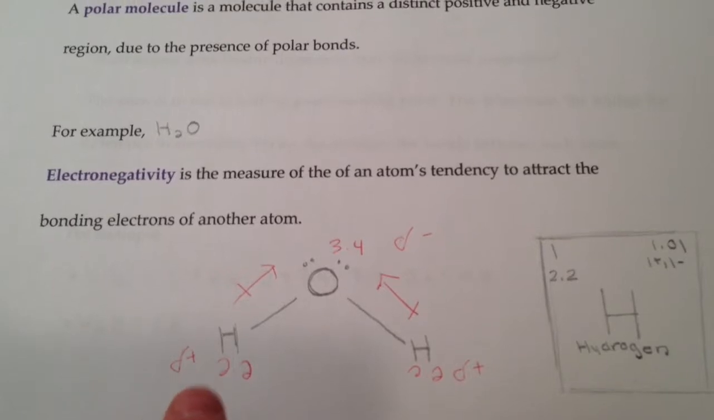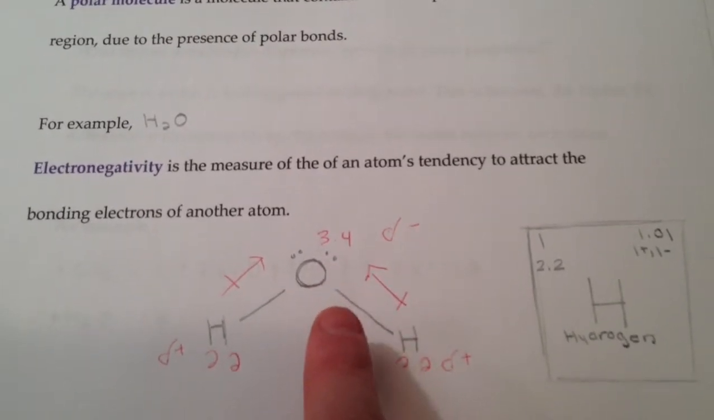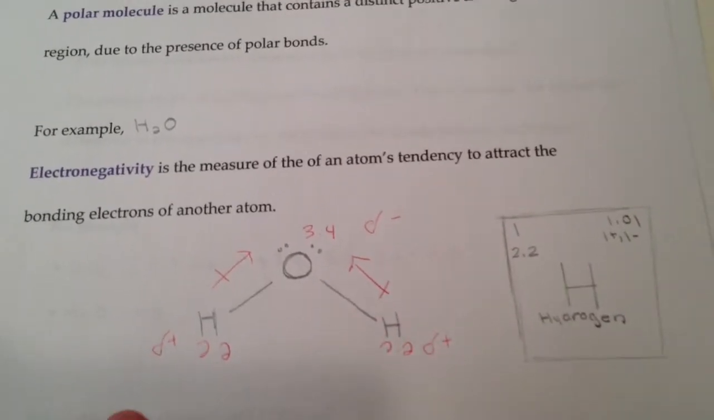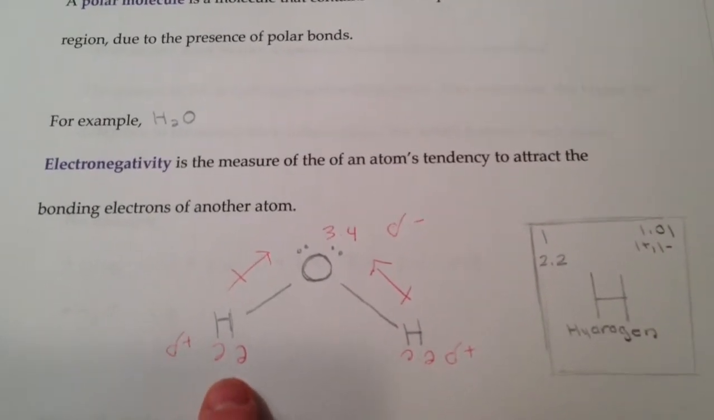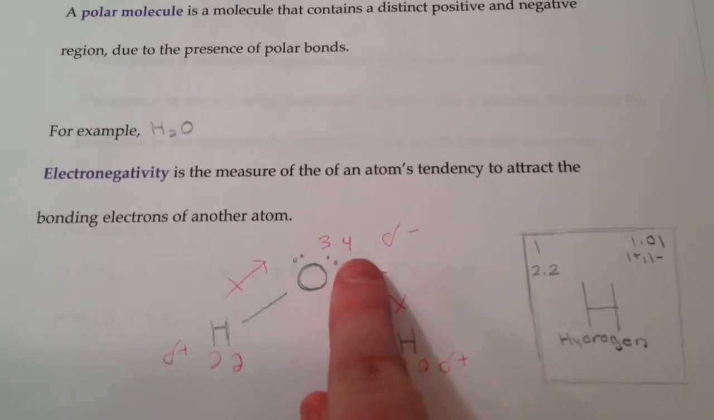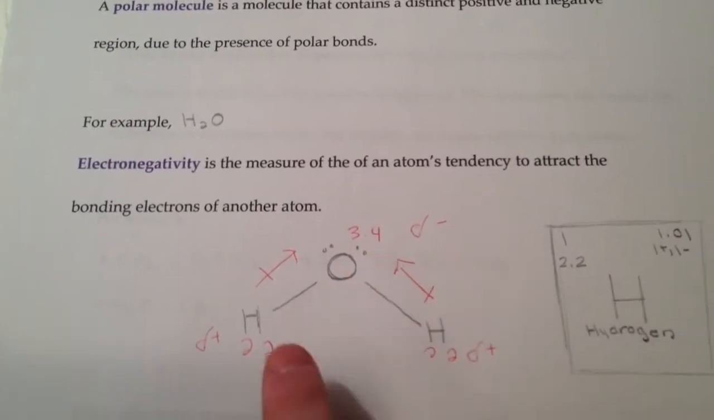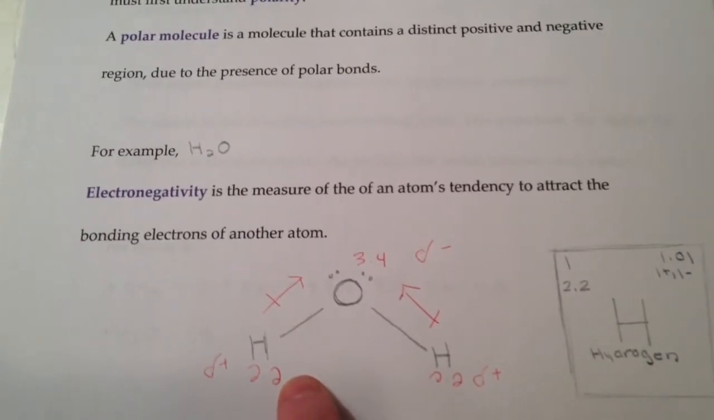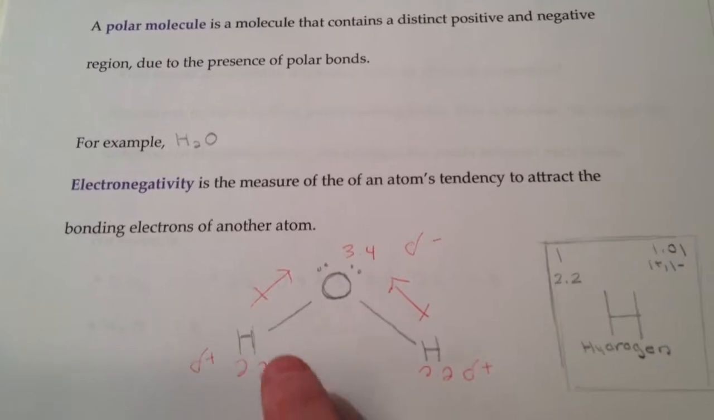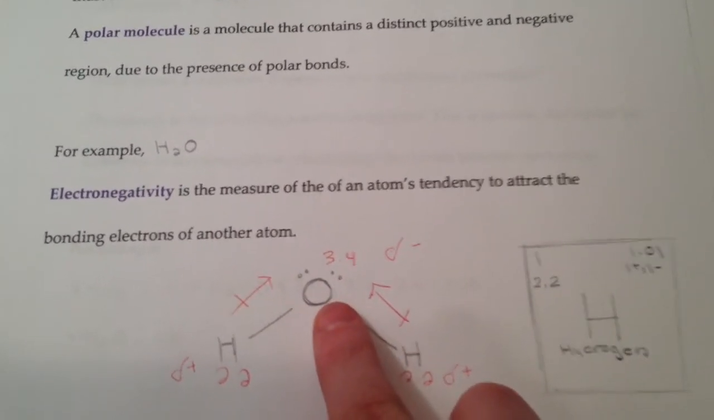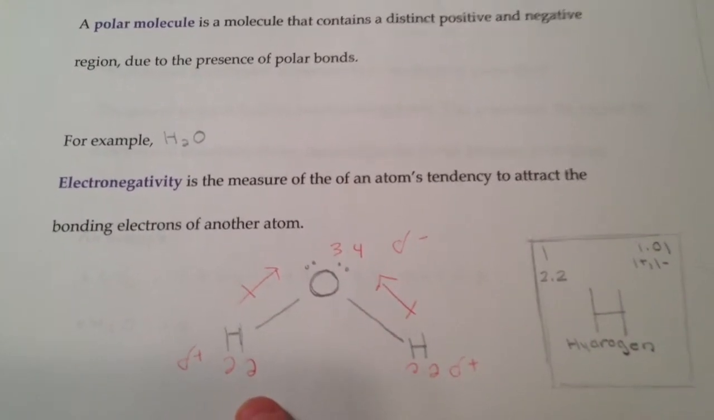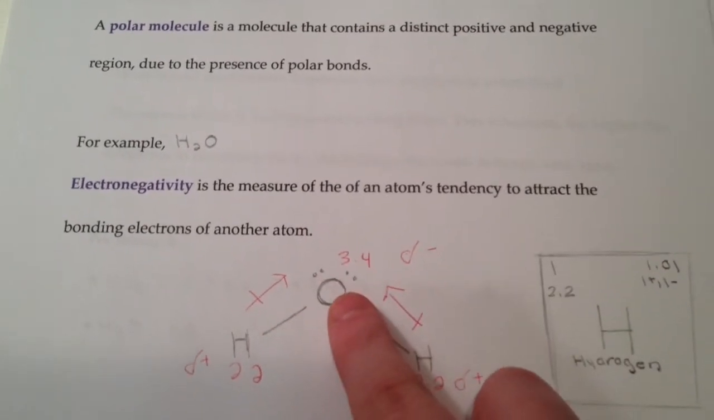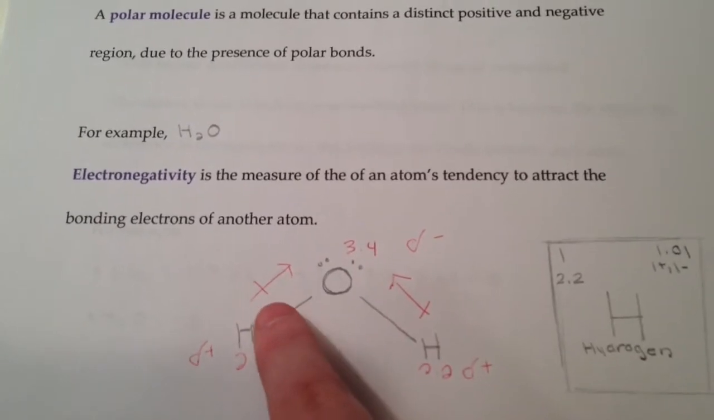So first we have to find out what hydrogen and oxygen's electronegativity is, and we can find that on the periodic table here. So hydrogen's electronegativity is 2.2 and oxygen's is 3.4. And electronegativity is just the measure of an atom's tendency to attract the bonding electrons of another atom. So oxygen has a higher electronegativity than hydrogen. Therefore, hydrogen's bonding electrons are more attracted to oxygen's, and we show it with these arrows.